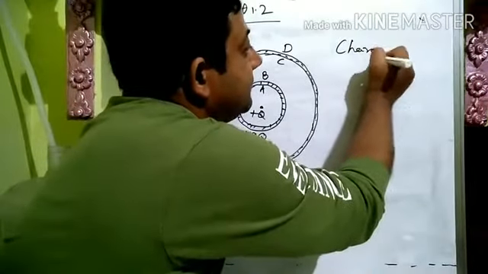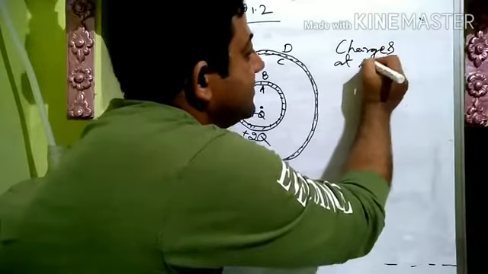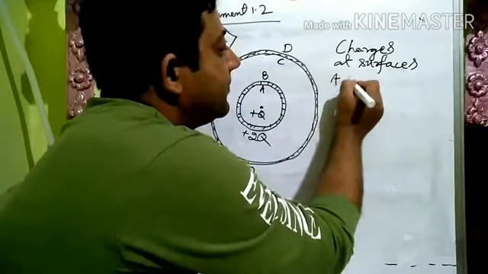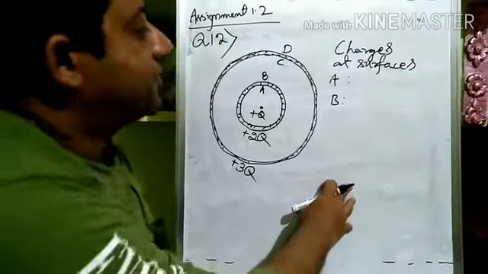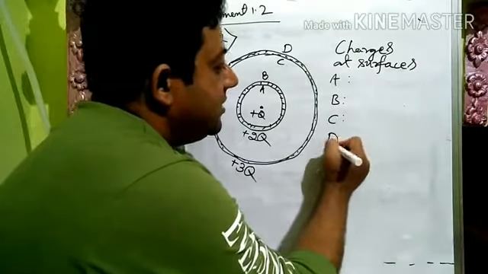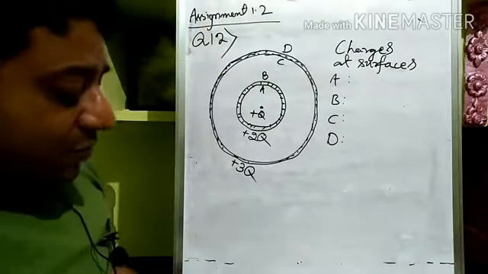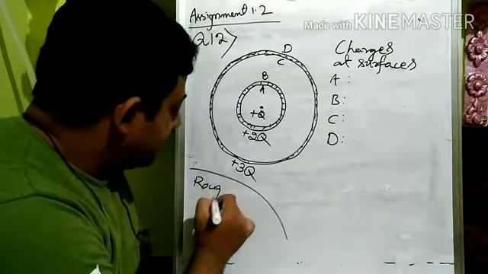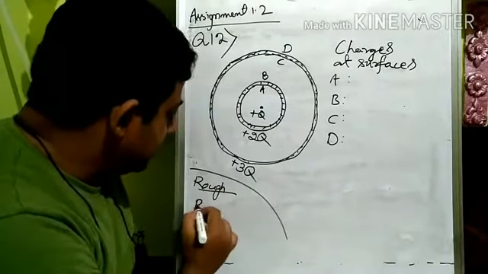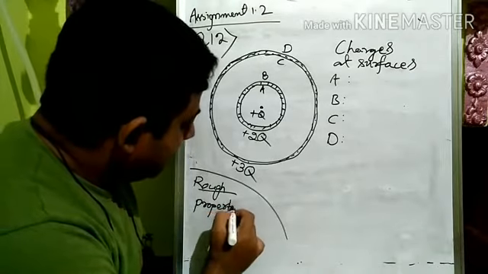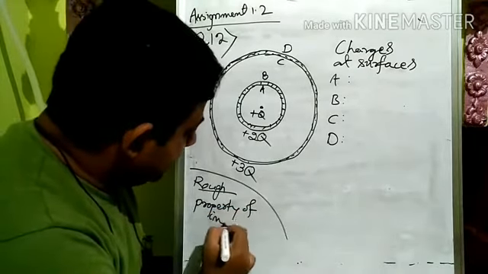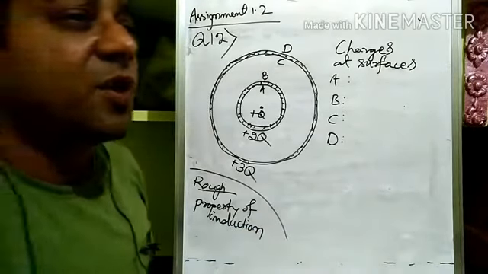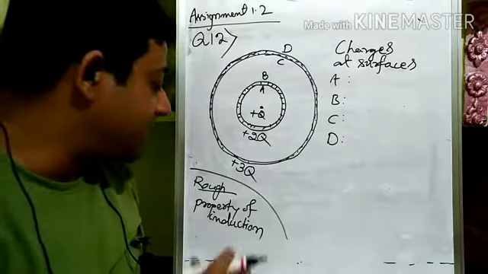Charges at surfaces A, B, C and D. What charges are there? Now roughly I am saying there is a property of induction. This induction property is the induction property of charge.